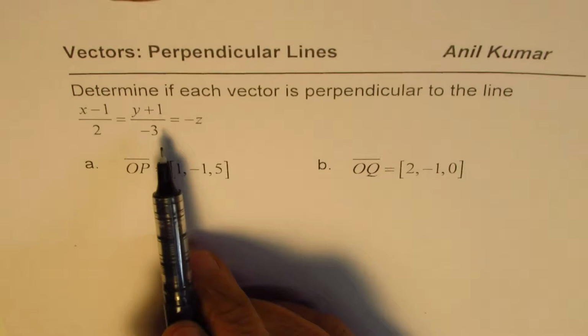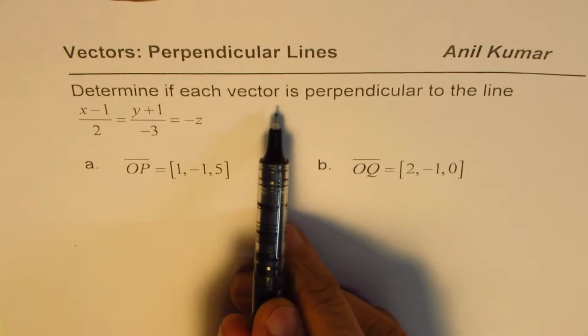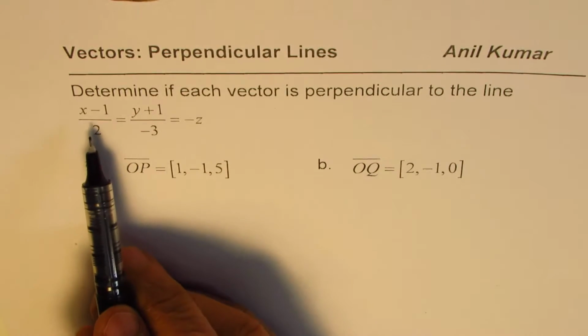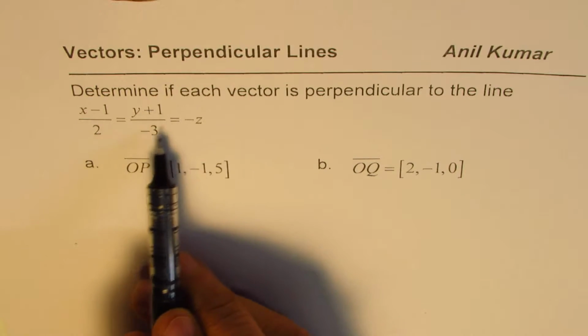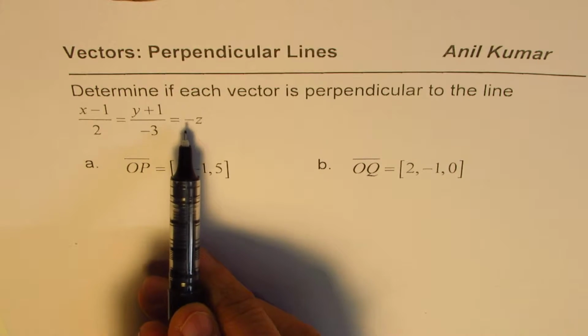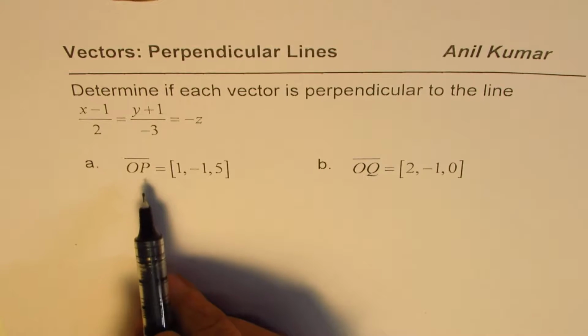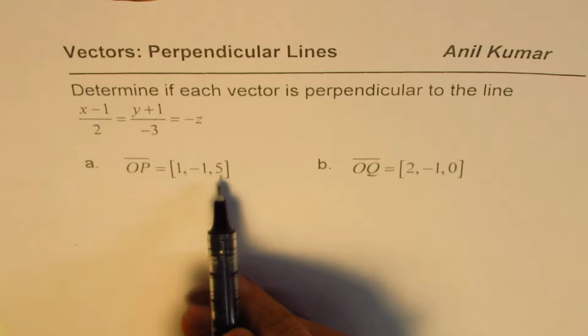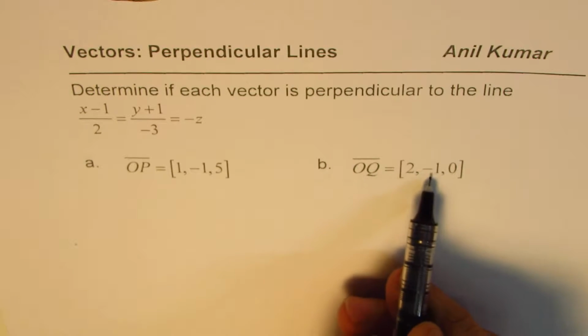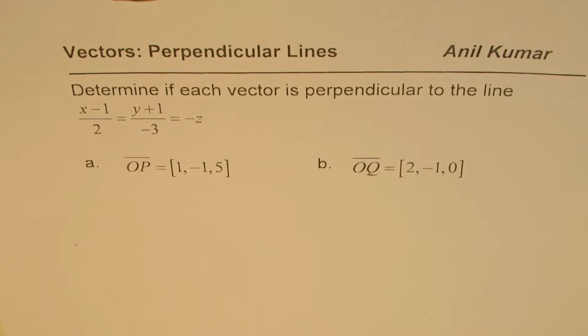The question is, determine if each vector is perpendicular to the line (x minus 1)/2 = (y plus 1)/(minus 3) = minus z. We are given two position vectors actually. OP is (1, minus 1, 5), OQ is (2, minus 1, 0). You can always pause the video, answer the question, and then look into my suggestions.